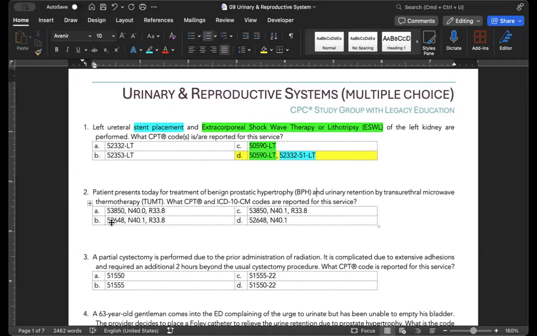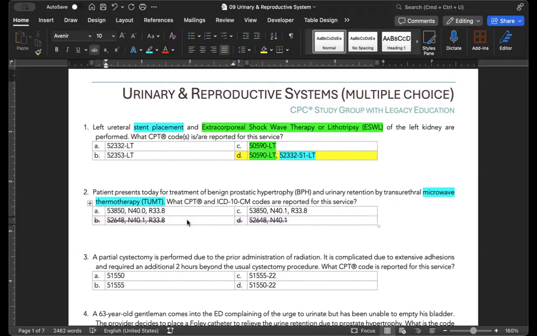52648 is for a laser vaporization. And then 53850 is the transurethral destruction by microwave therapy. So we're going to keep 53850 because that is going to be the TUMT. Everybody see that? So again, the 52648 is for a laser vaporization, and there's really no mention of microwave thermotherapy. Your 52648 is also another term that they can use as a green light ablation. And again, there's not really any laser therapy being done. We're using that microwave thermotherapy.